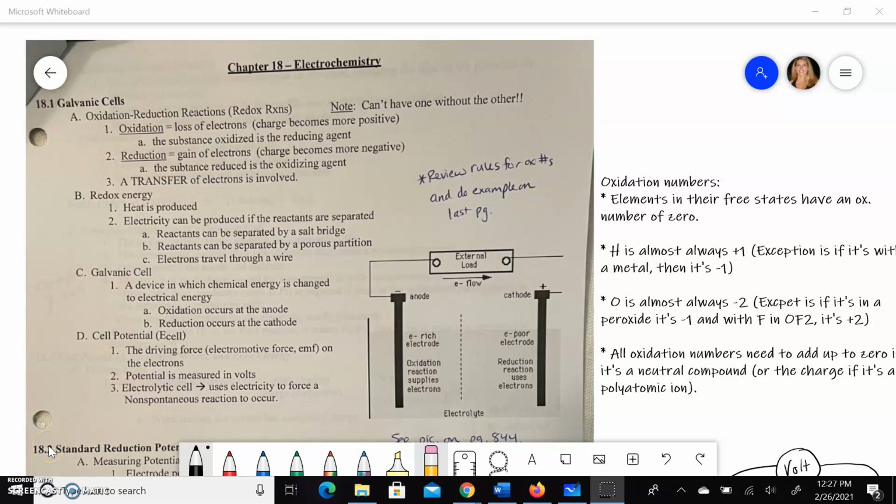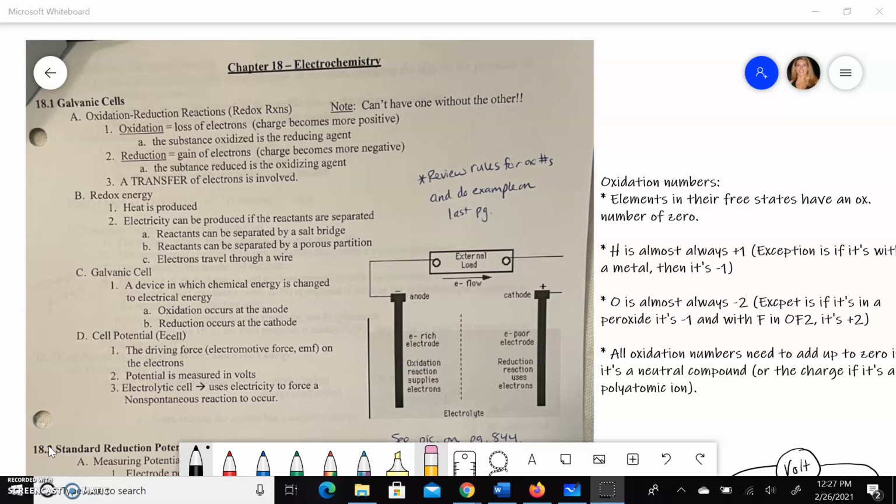Chapter 18 is called electrochemistry, and so we're going to go way back to the time we did redox reactions and talk about exchanging these electrons, because the flow of electrons will create the electricity and allow it to flow through, which is what scientists are trying to do. So let's just review redox real quick.